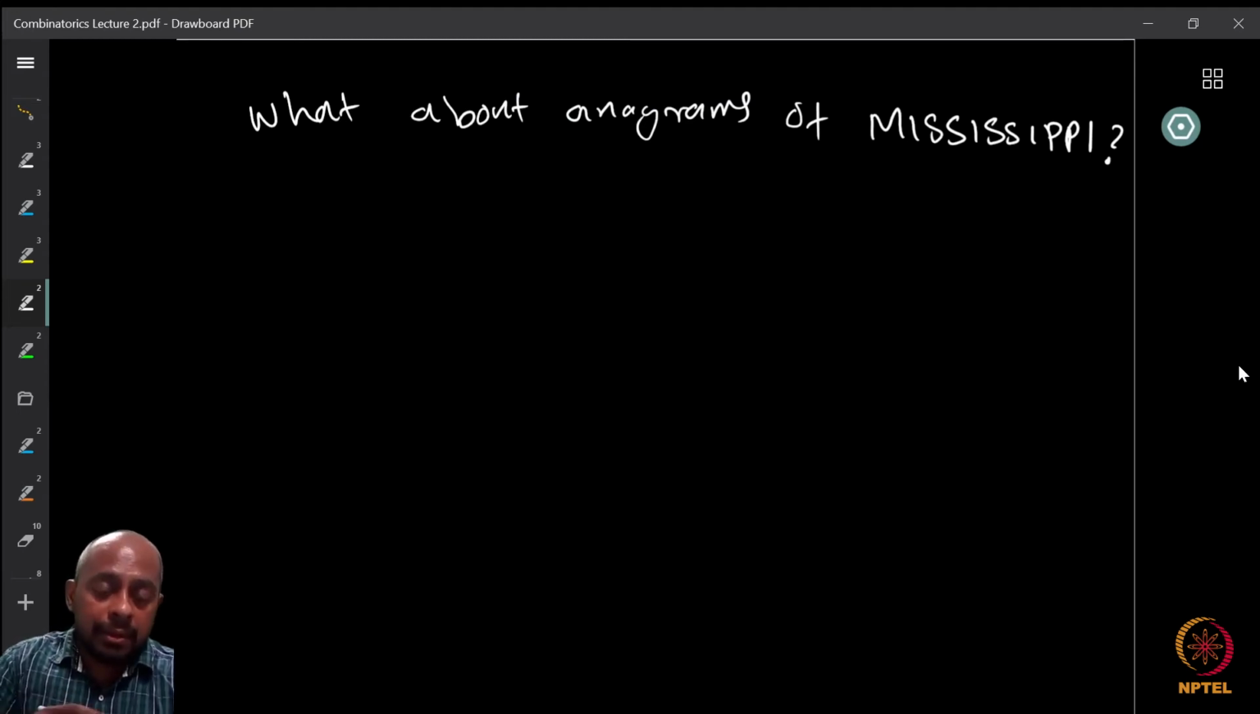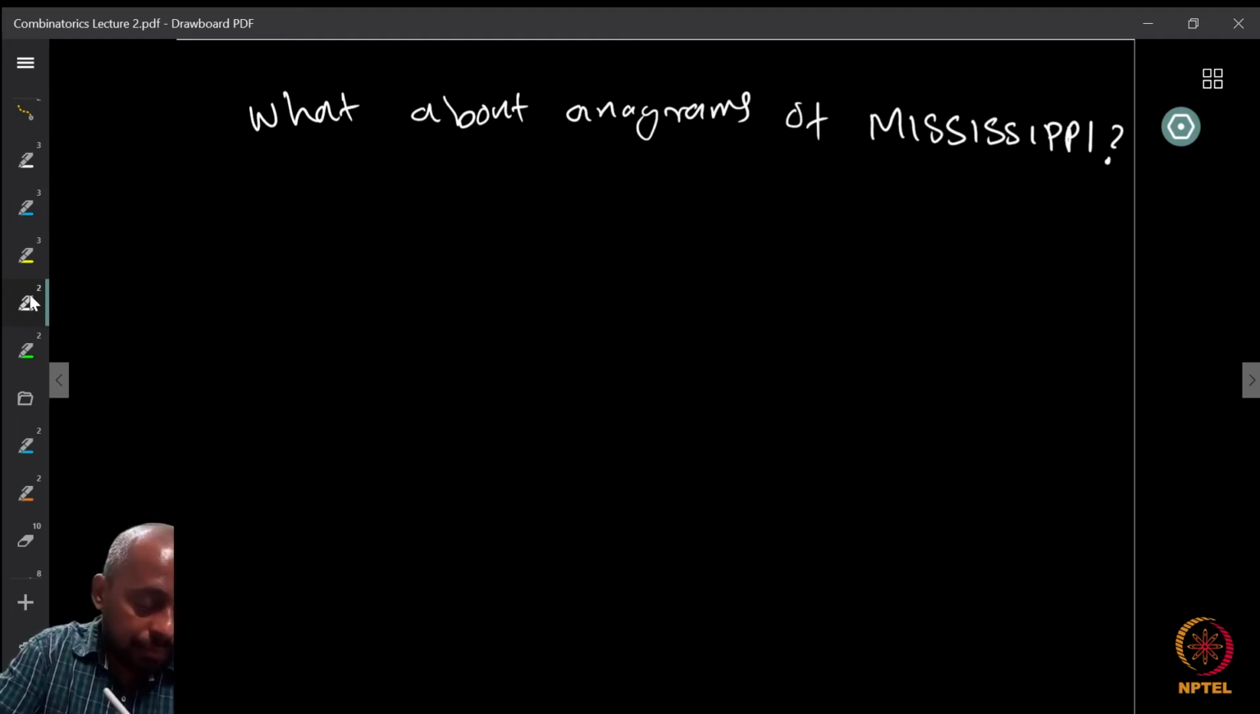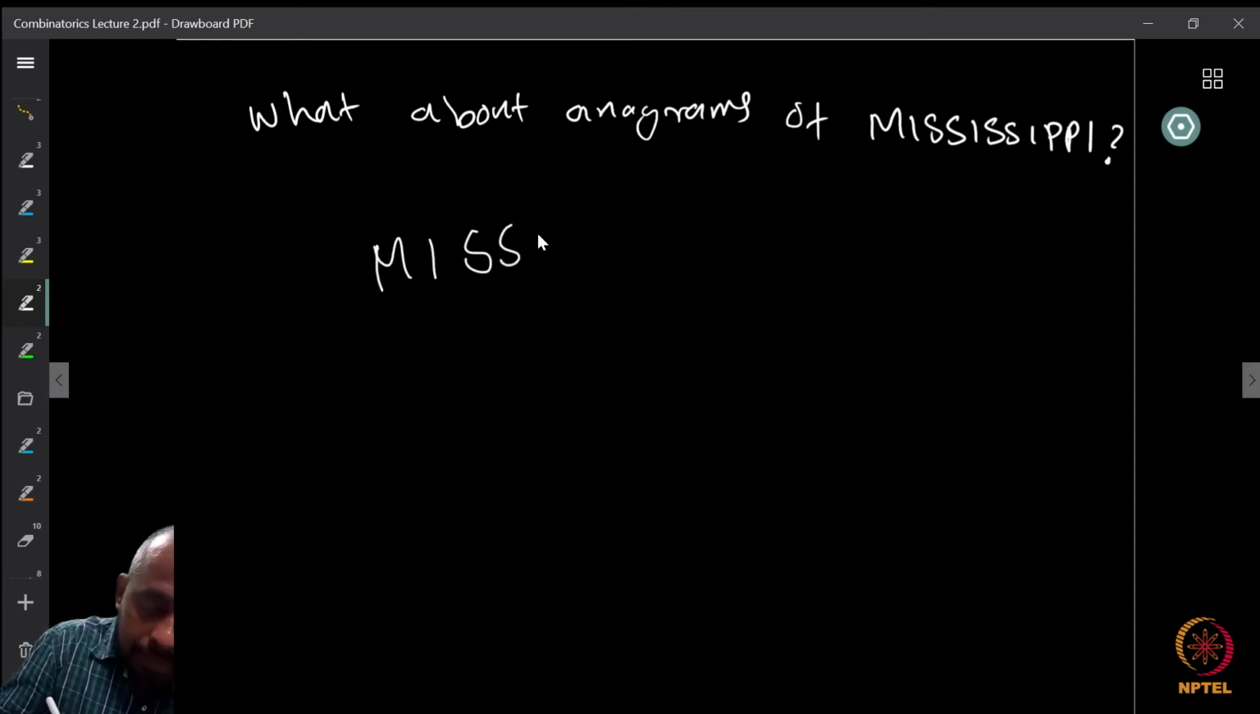Okay, we found out the counting for LOOK. Now I give you a bigger word. Let's say Mississippi. Can you count the word Mississippi and its anagrams? Right? MISSISSIPPI.